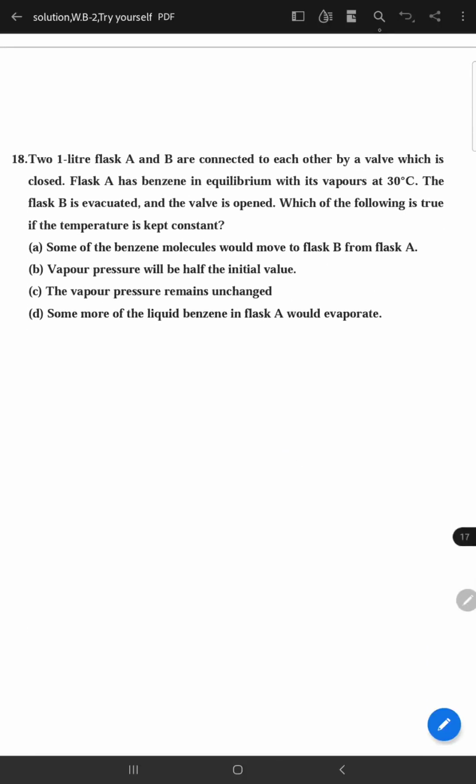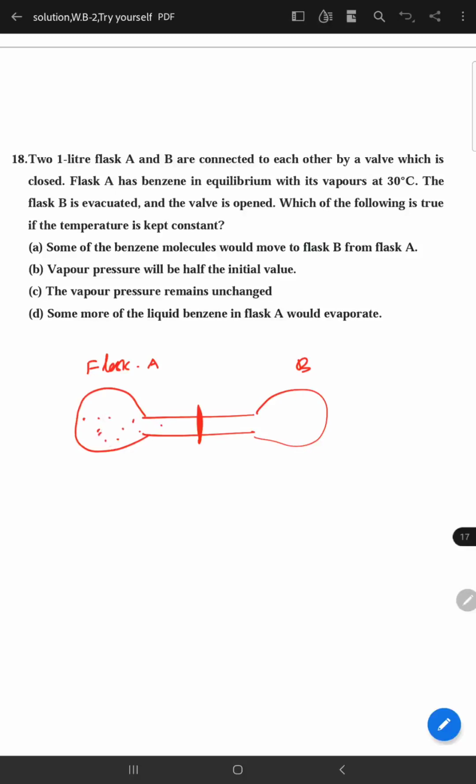Coming to question number 18. 2-liter flasks A and B are connected to each other by a valve. So assume that we have two flasks like this. This is flask A, this is flask B, and we have a valve here, and flask A is filled with benzene. So benzene, remember that liquid benzene will have its vapor pressure, correct?